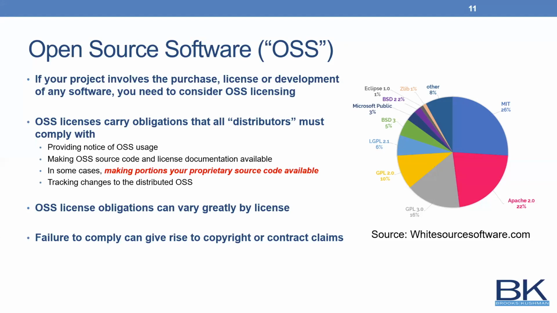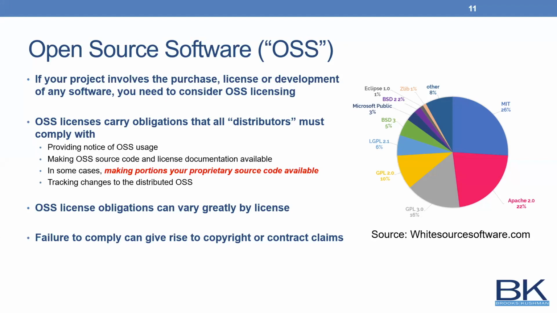Open source software is free software that your developers love. They get it off the internet. It's tried and true, and it makes your products less expensive and faster to market. That's all the good news. The bad news, somebody else owns it, much like standard essential patents. You don't have to pay a royalty rate, it's free, but you have these obligations. And what the obligations are depends on what license the software is subject to.